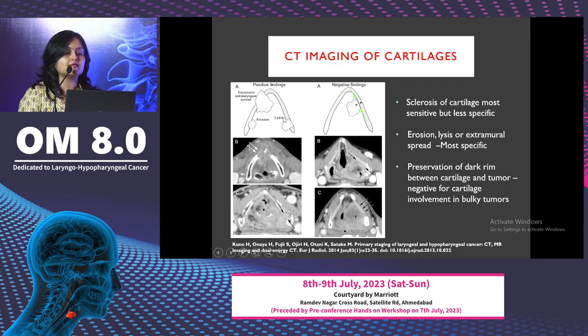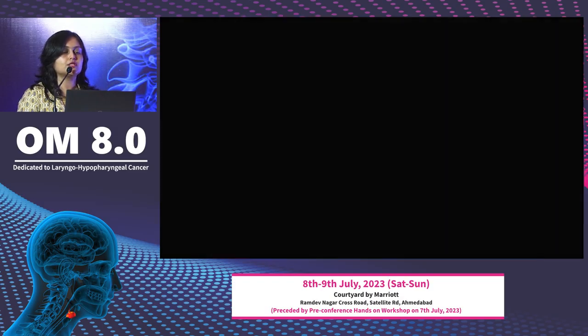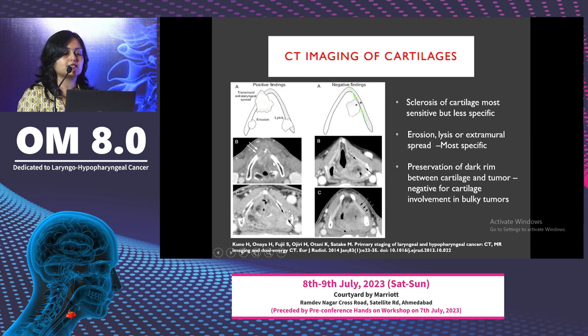If there is a lysis, it means there is involvement of the inner and outer lamina plus presence of disease involving the entire medulla of the thyroid cartilage. So that becomes your frank erosion. It is very specific. And if there is lysis along with extramural extension, that becomes specific for extralaryngeal extension. Sclerosis is often seen and is sensitive on CT scan, but it is not specific.